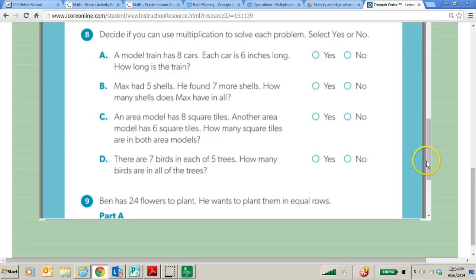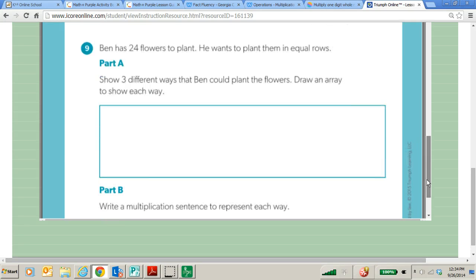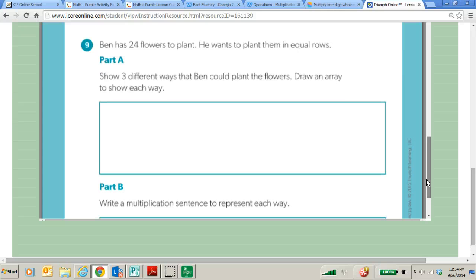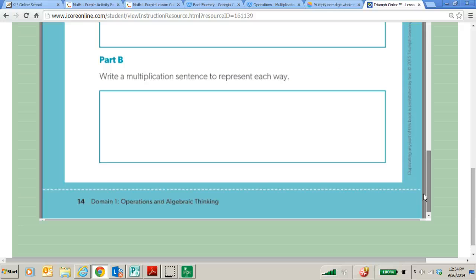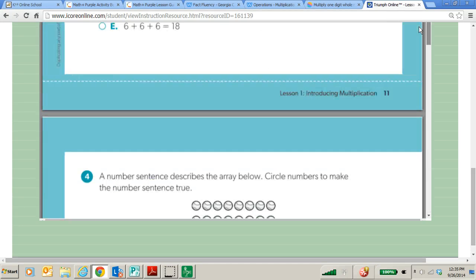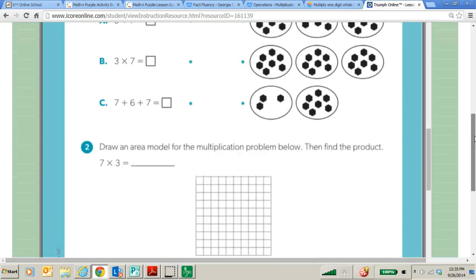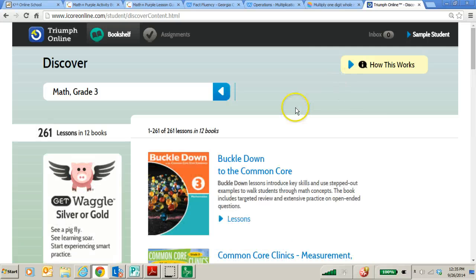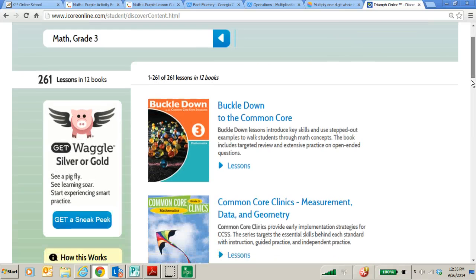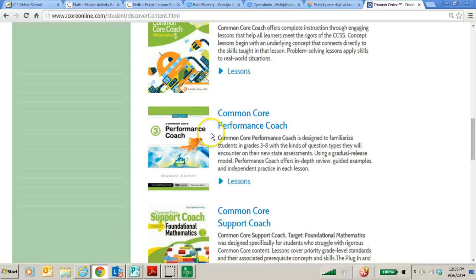Here's yes, no, again, just like true, false. And here's more opportunities for children to draw and explain their thinking and draw and write a multiplication sentence to represent what they did. So definitely take advantage of this wonderful resource that we have. It is also available for ELA. There are other books. Like I said, my favorite of the year happens to be this performance coach because it is more aligned to the types of problems that your student may see on the end of the year assessment.